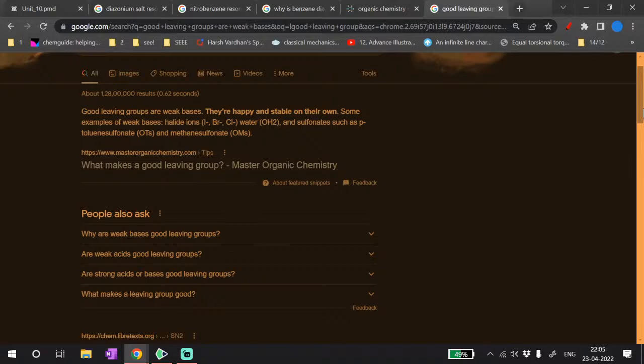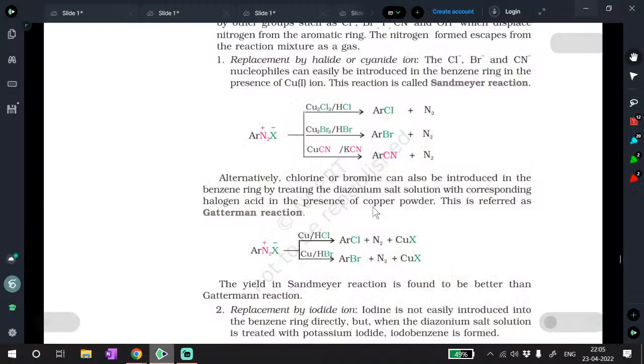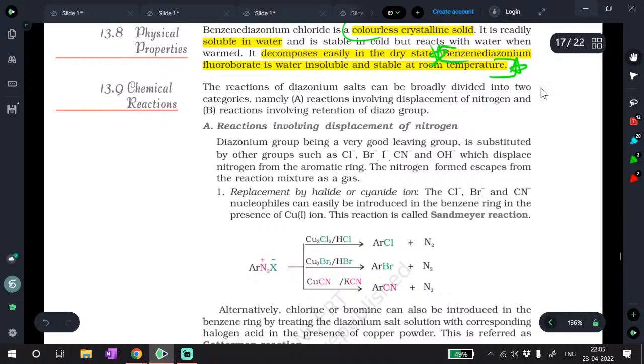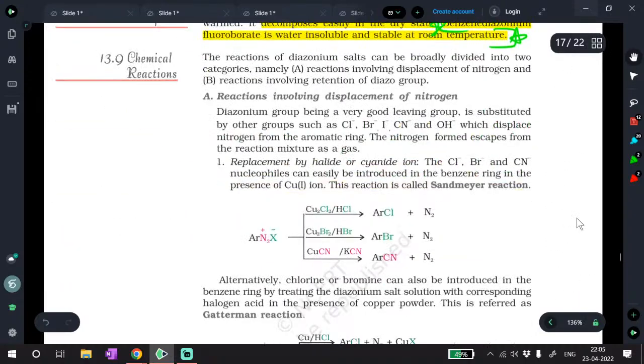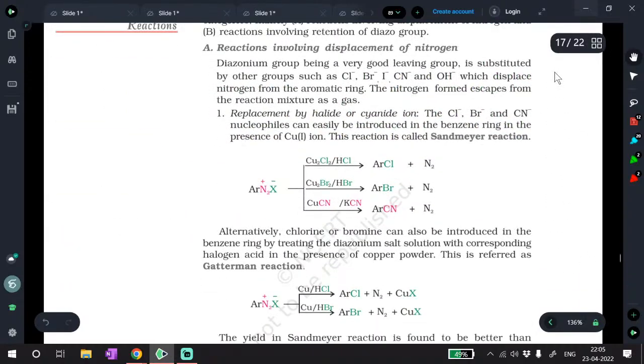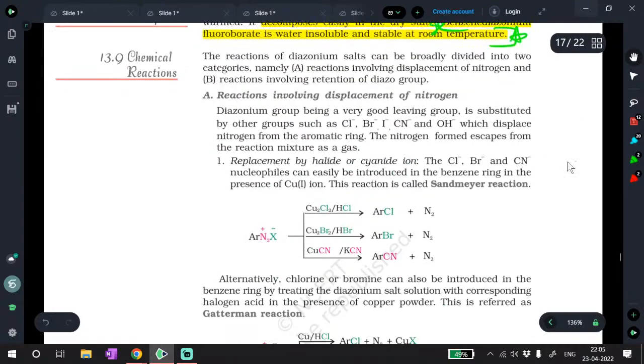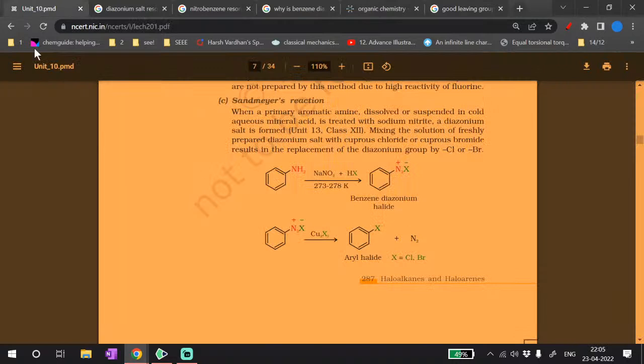If it's a good base, it should abstract and form a bond with the hydrogen. So that is a weak base. But N2 has an electron pair, yet it does not want to use it. Obviously it is stable on its own. So our Sandmeyer reaction comes first.